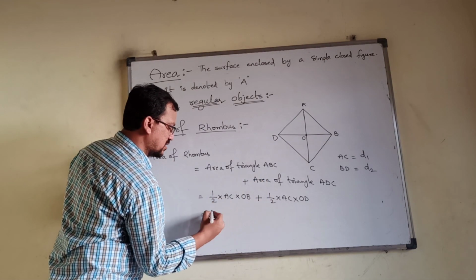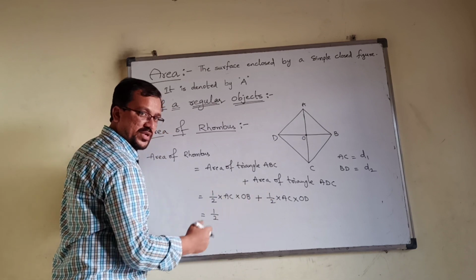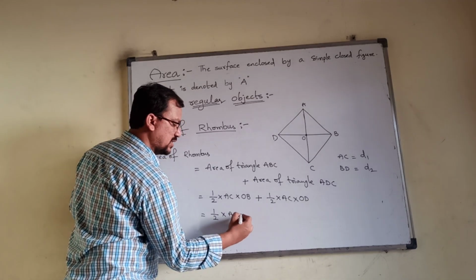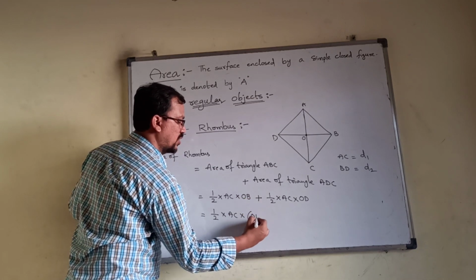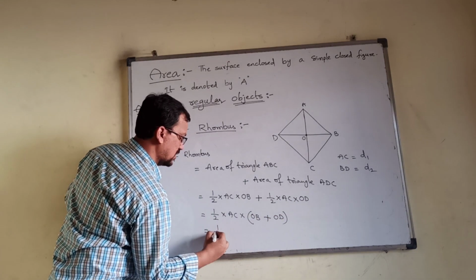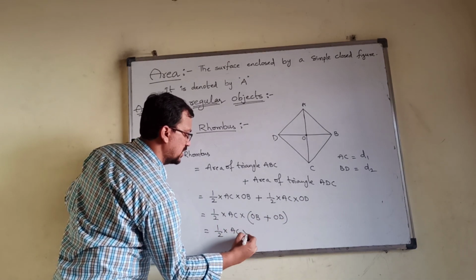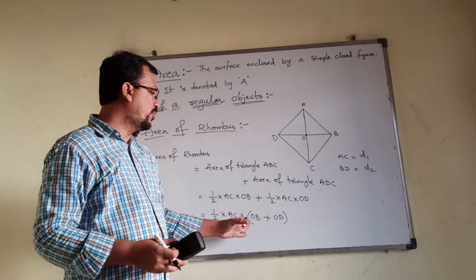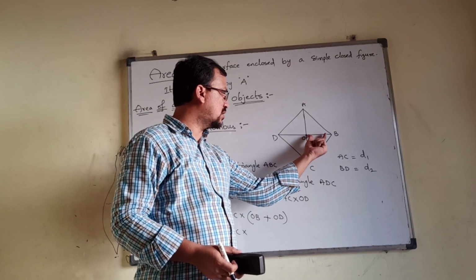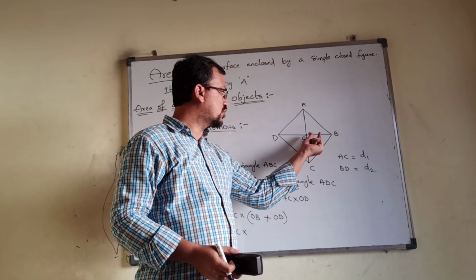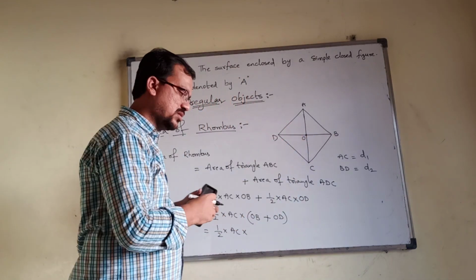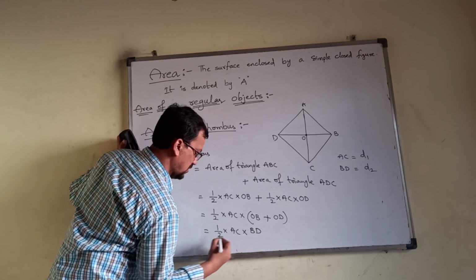Can I take this and this out as common? Both have half, and both have AC. So let me take half into AC common, and I have left over OB plus OD. Half into AC into OB plus OD. Look at the figure, where are OB and OD? OB is here and OD is here. If you join these two, can I take it as BD? Yes, you can take it as BD.